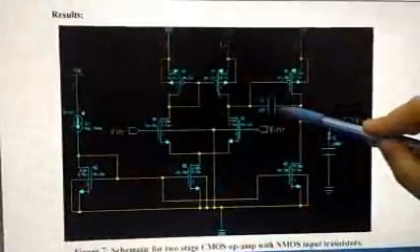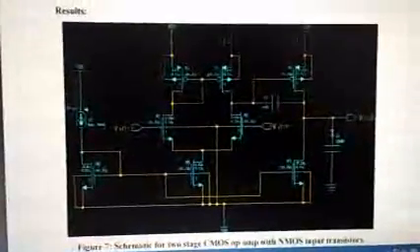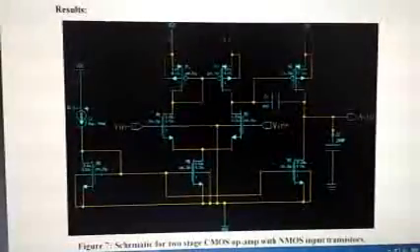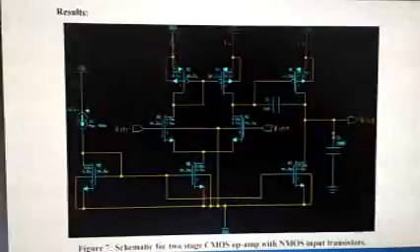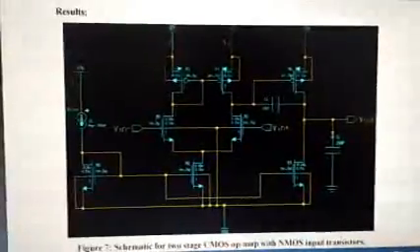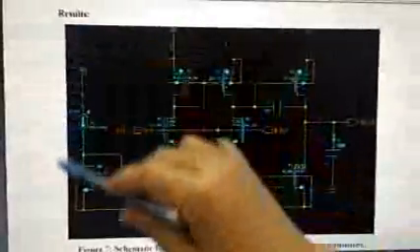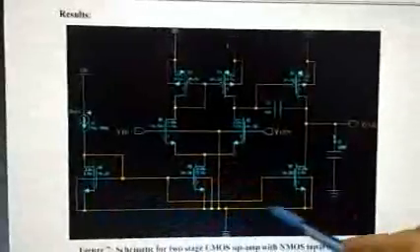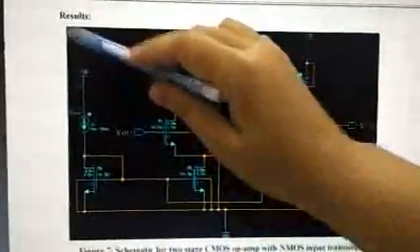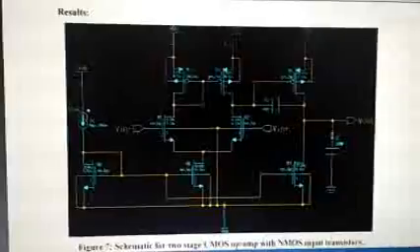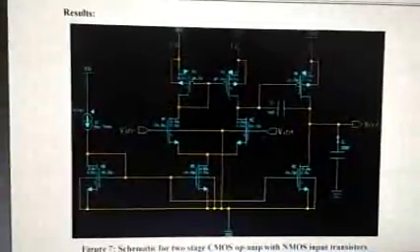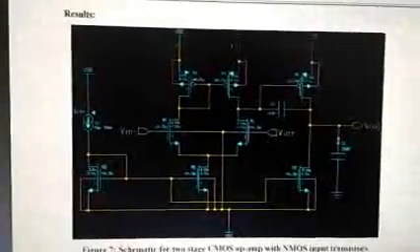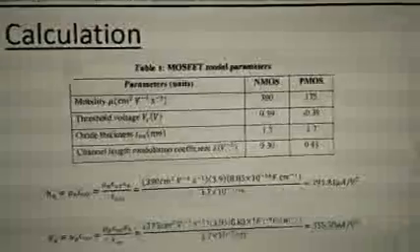And then for this compensation capacitor, it will lower the gain at high frequency, and it will maintain the stability when the resistive negative feedback is applied to the op amp. For the biasing circuit, which includes M8, M5, M7, and the current source, it will establish an operating point for all transistors to operate at their saturation region.